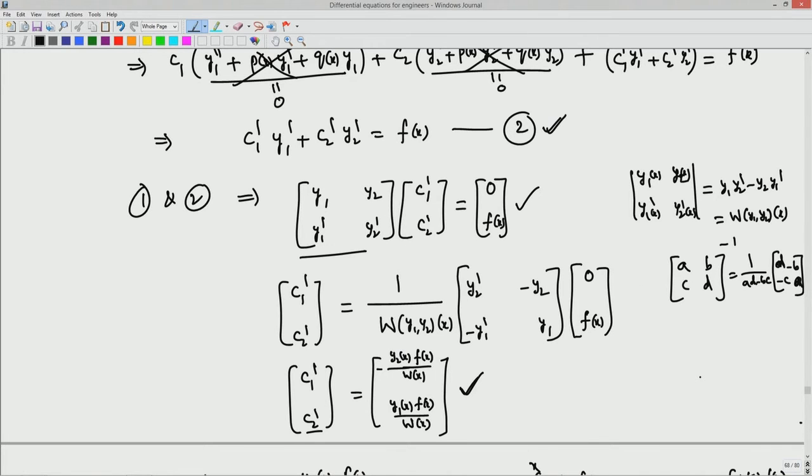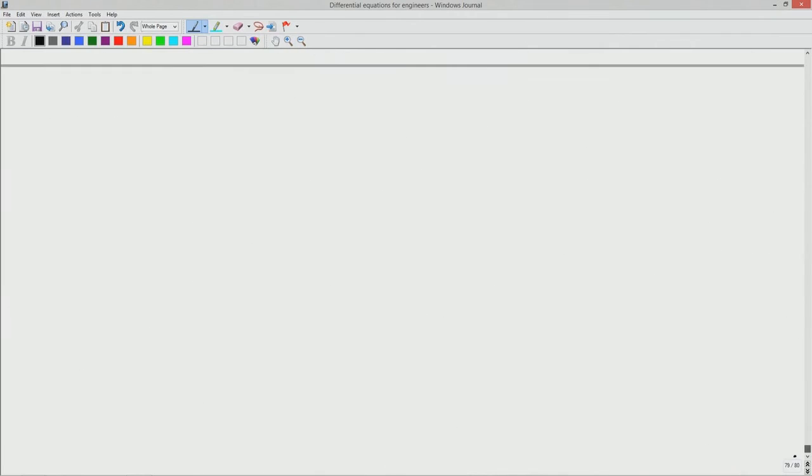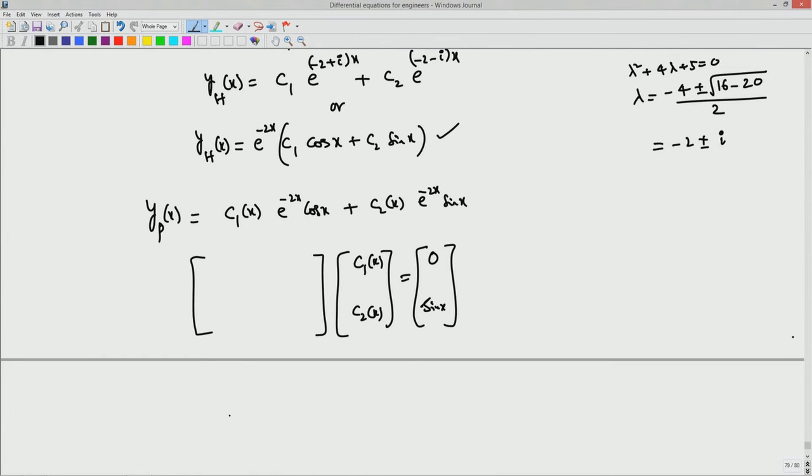Okay. So, just write C1 dash, these are C1 dashes. This is your y1, this is your y2. So, you can write e power minus 2x cos x, e power minus 2x sin x. And then what is y1 dash?